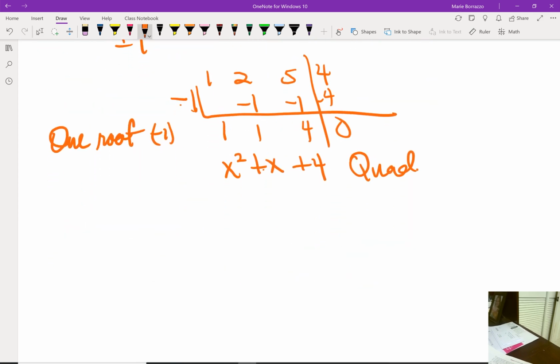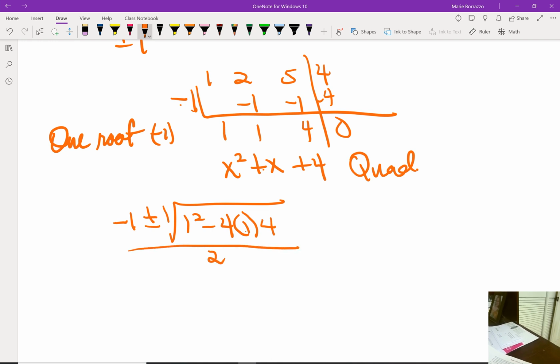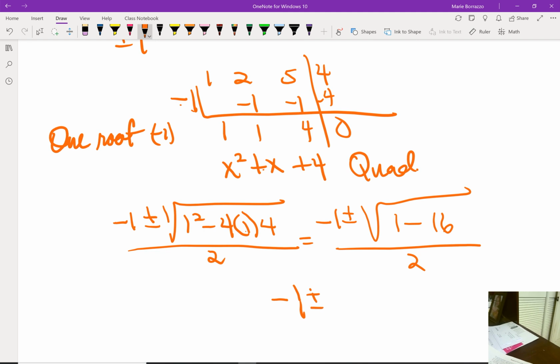You know that because if we use the quadratic formula, -b, so -1 plus or minus the square root of 1 squared minus 4ac, 4 times 1 times 4, all of this divided by 2 times 1, you end up with -1 plus or minus the square root of 1 minus 16 over 2 times 1. So you could end up with -1 plus or minus the square root of -15 over 2. So conjugate pair, yeah. So that's what they're getting at in this case.